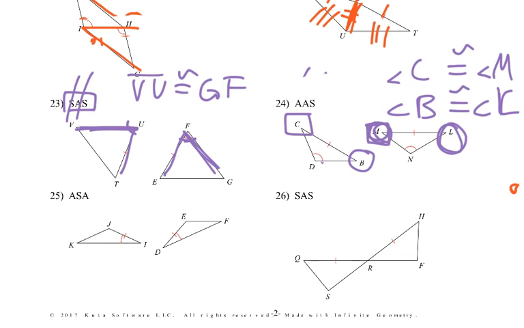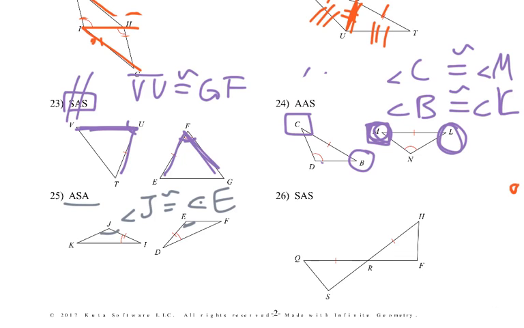Alright, 25, angle, side, angle. So I've got the angle, and then the side has to be in between. So where's my other angle at? Well, it's going to have to be angle J for that triangle, and angle E for the other triangle.